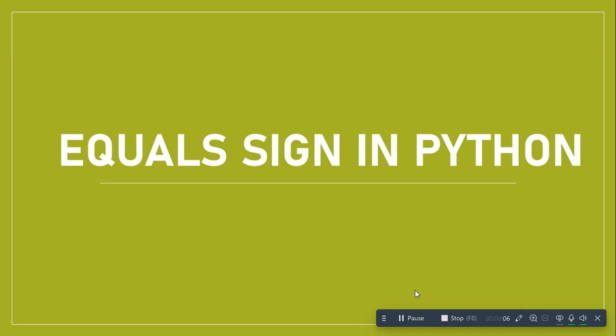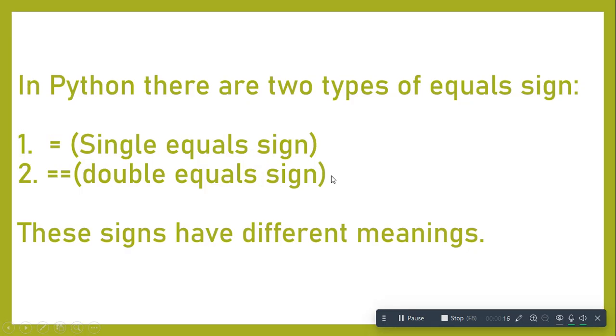In today's video lecture, we are going to study about the equal sign in Python. So basically, in Python there are two types of equal signs. First one is the single equal sign and second one is the double equal sign. So these signs have different meanings.